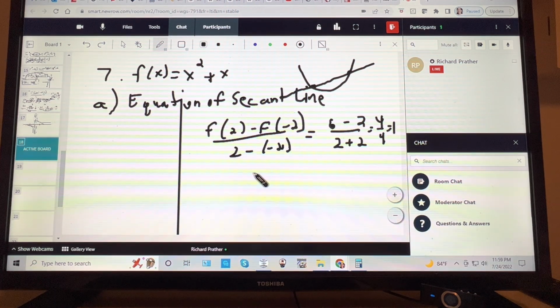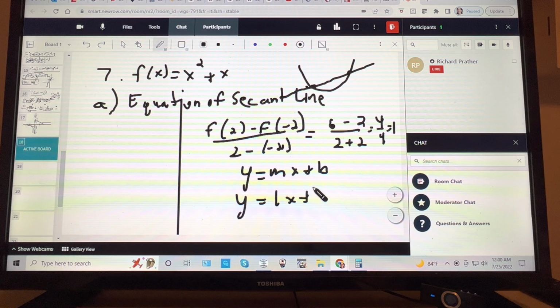And then if we want the equation of it, y equals mx plus b, well, we know m is 1. And then we can pick either 2 or -2. I'd probably pick 2. So when x is 2, f of 2 equals 6. So that's an x and a y coordinate. So you can temporarily plug in 6 for y and 2 for x just so you can find b. And that's 6 equals 2 plus b. This is done in algebra all the time. Subtract 2, b equals 4.